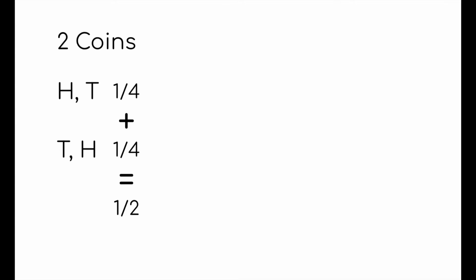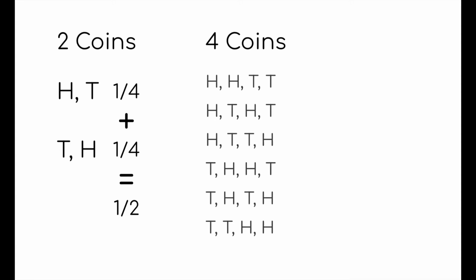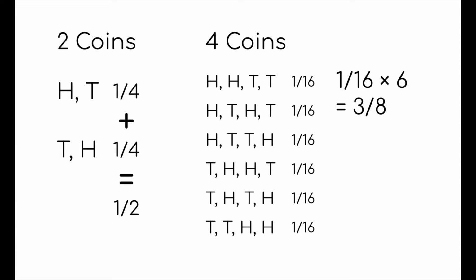Okay, now let's move on to 4 coins. How can we get an equal number of heads and tails if we have 4 coins? Well, that would be 2 heads and 2 tails, and there are 6 ways for us to do this. And again, since each coin has a half probability of landing on what we want, it's going to be 1/2 to the power of 4, so a 1/16 chance for each of these. Then we can just multiply by 6 because there are 6 of them, so that gives 3/8.